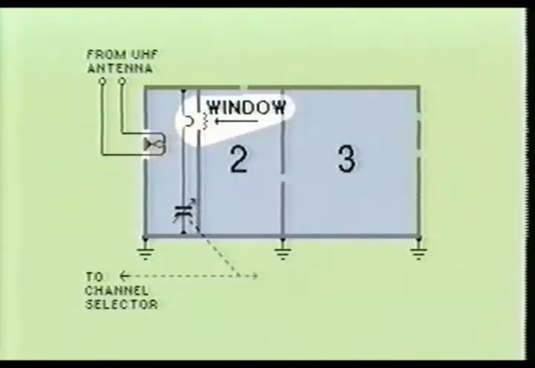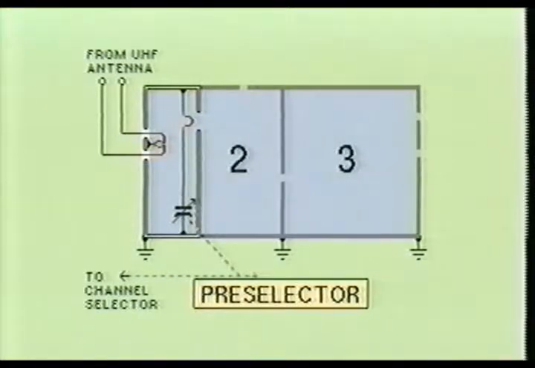Notice that the tuned line coupling device is adjacent to an opening between compartments 1 and 2. This window is used to allow the electromagnetic coupling between the two compartments. As you might have guessed, the first compartment is the preselector portion of the UHF tuner stage.